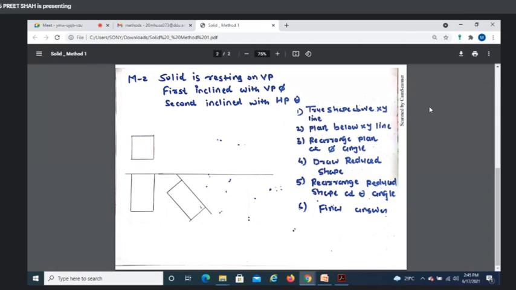And if you follow these steps, sometimes students do not know how to deal with a very typical problem, but if you follow these steps, at least you can get some marks also.